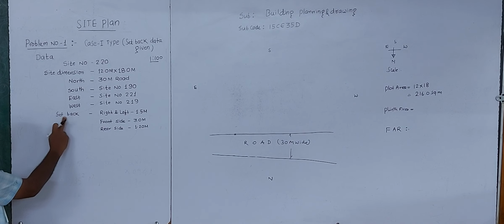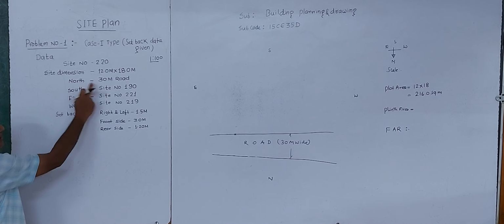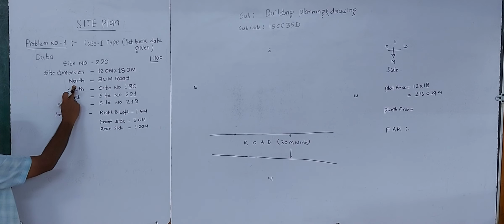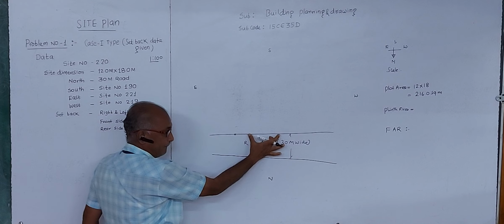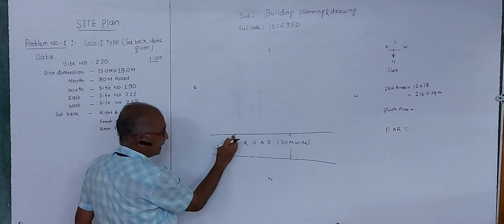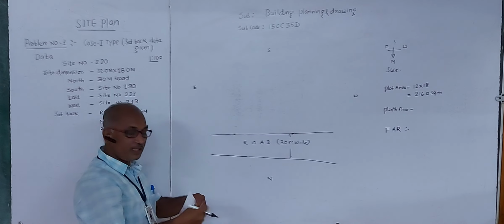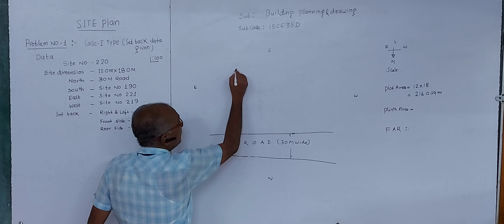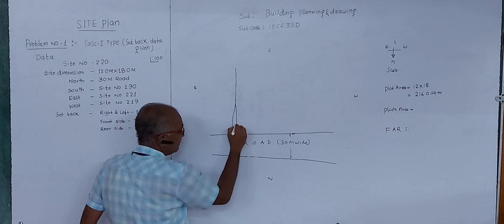Here under setbacks, the north direction is a 30 meter road, and the side dimensions are 12 and 18 meters. Here the 12 meter is always parallel to that road side. From this point you have to mark 12 meters using the paper scale. Then from this point you have to take a vertical line. This is the vertical line.